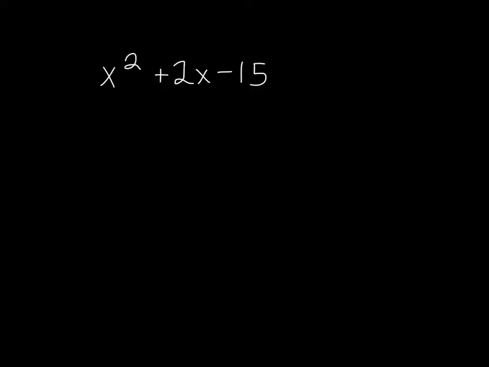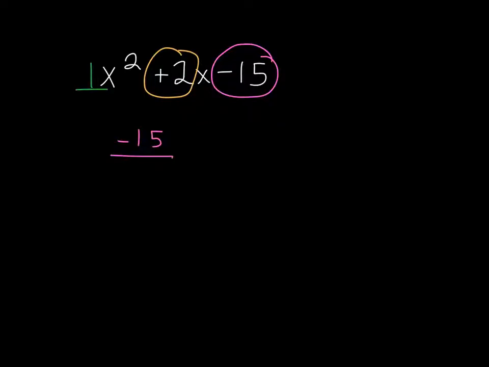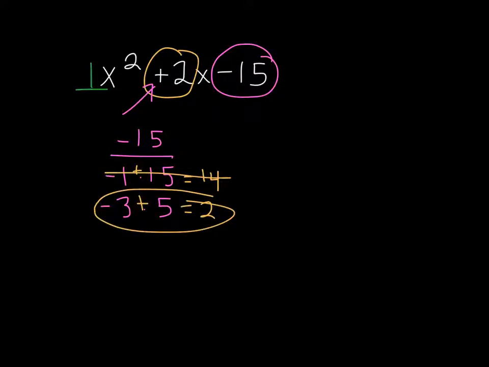Okay, another example. Again, a is 1, so we don't have to worry about a. b is 2, and c is negative 15. c is negative, which means our signs are different again, but now b is positive. So now the larger number is going to be positive. The smaller one will be negative. So we could do negative 1 times 15 or negative 3 times 5. Negative 1 plus 15 is 14. We need 2. That doesn't work. Negative 3 plus 5 is 2. That's the pair we're looking for.